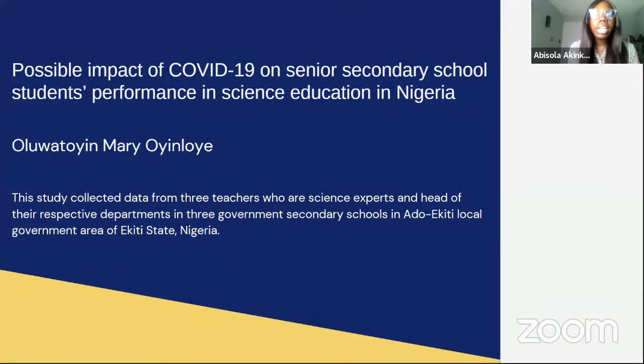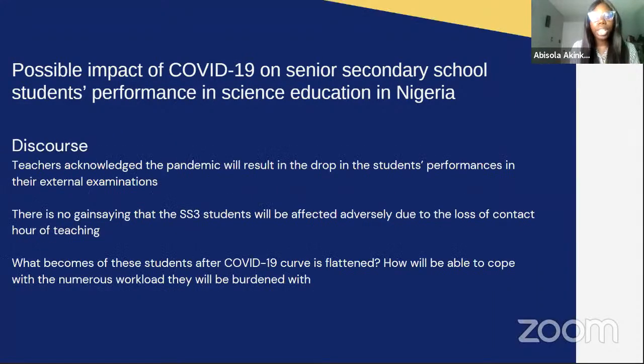And here I have a great research article from Oluwatoyin Mary Oyinloye, who went through the possible impact of COVID-19 on senior secondary school students' performances, specifically in science education in Nigeria. This study was done in Ekiti State, Nigeria, with 3 leading science expert teachers in Nigeria. I just wanted to go through that really quickly, so that we have a point of reference for the things that I'll be discussing later on.